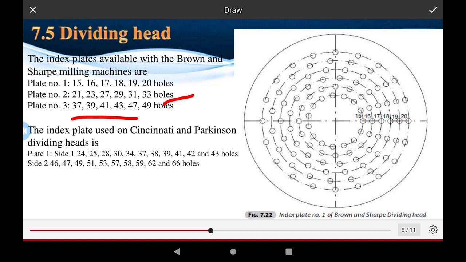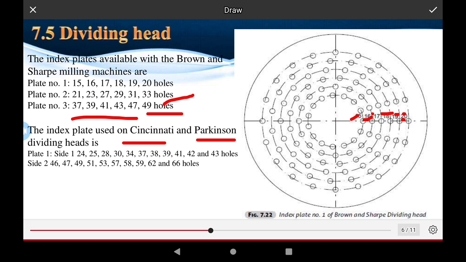This increases the circular area of the machine, and the holes also increase. Okay, and the indexing plate used for the Cincinnati and Parkinson's dividing head has 15, 16, 17, 18, 19, and 20 holes.